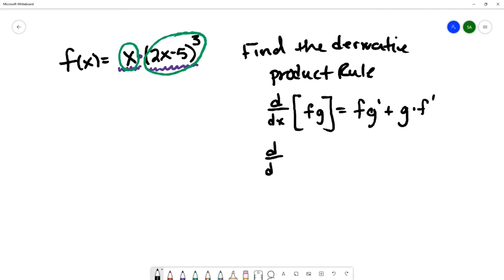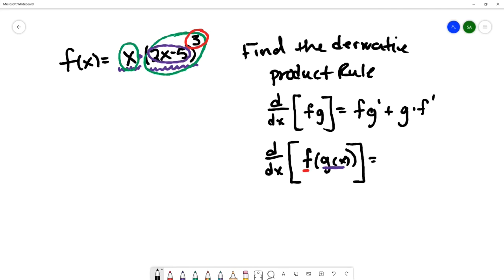When you are calculating the derivative using the chain rule, that's for when you have one function inside of another function. So for this example, the inside part, 2x minus 5, is like the g, and then the outside part is this cube, and that is like f. So the chain rule is used when you have a composition of functions, one function inside of another function.